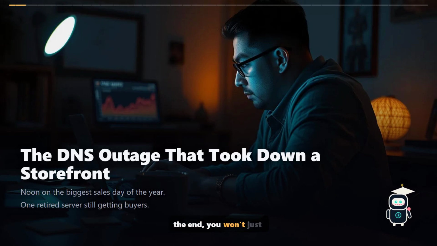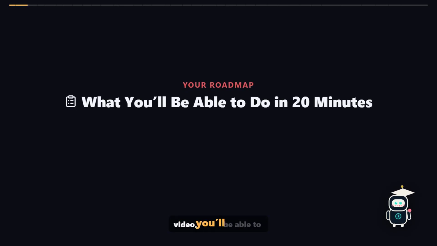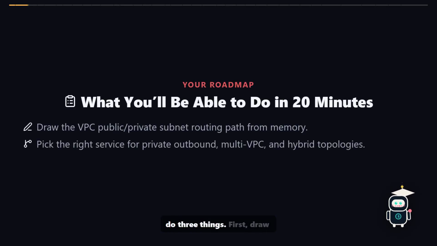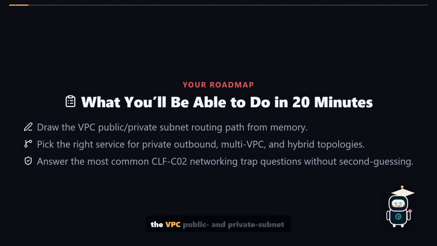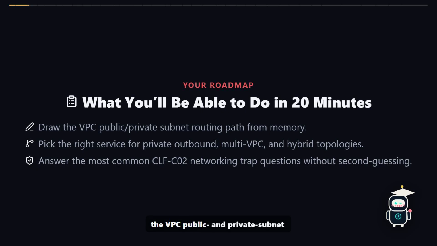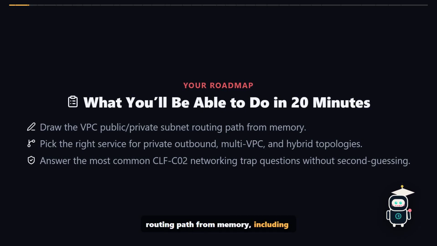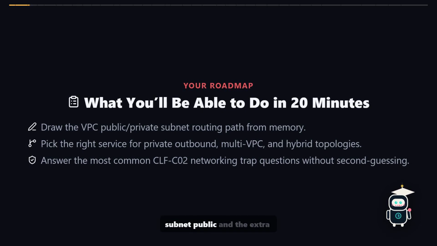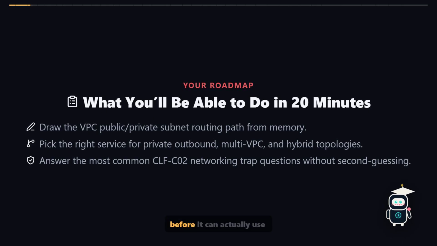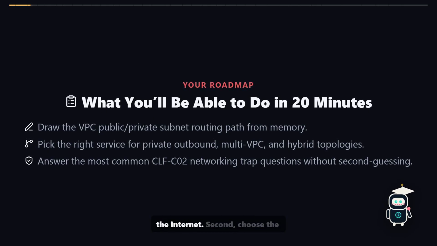By the end, you won't just know what these services are. You'll know which one solves which networking problem, and how to recognize the answer when AWS gives you a scenario instead of a definition. By the end of this video, you'll be able to do 3 things. First, draw the VPC public and private subnet routing path from memory, including the route that makes a subnet public and the extra conditions an IPv4 resource needs before it can actually use the internet.